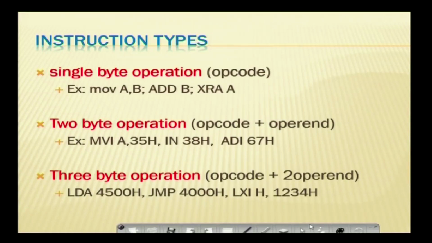XRA A is exclusive OR accumulator. So, exclusive OR accumulator means all the logical operations are performed only with the accumulator. So, the accumulator value is again exclusive ORed with the accumulator. So, the same values performing the exclusive OR automatically gives the 0 value. So, this XRA A instruction is used to clear the accumulator value.